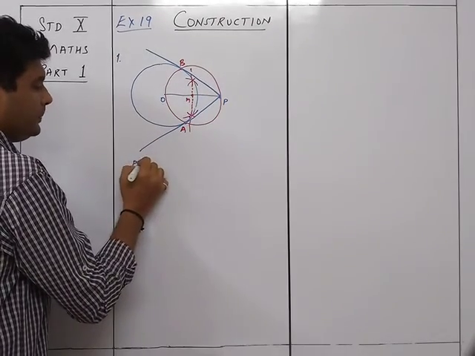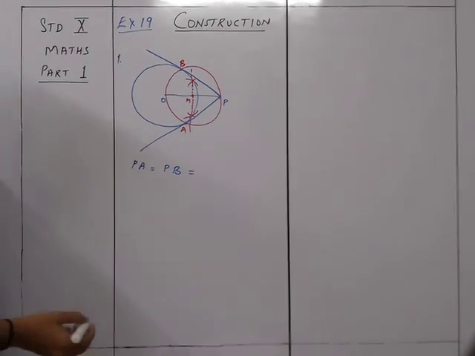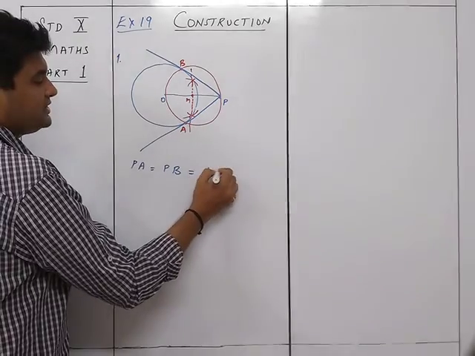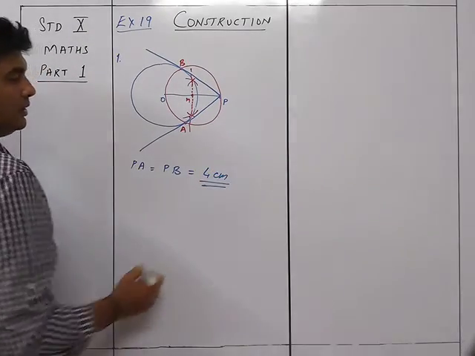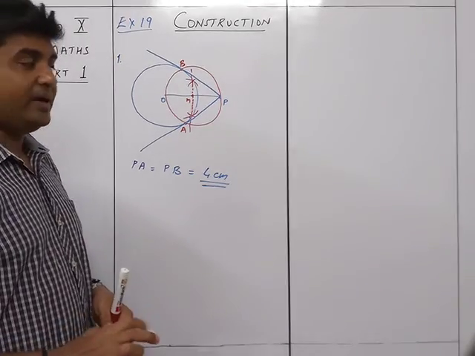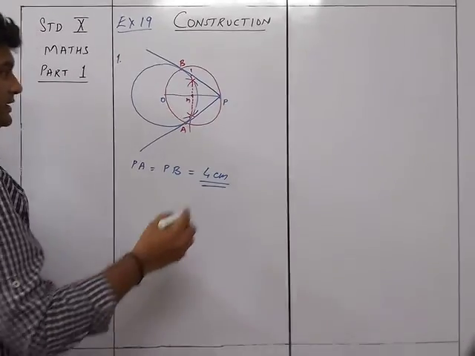So we get over here PA is equal to PB is equal to, now we will find that. I think it should be equal to 4 centimeters. Okay, it will be equal to 4 centimeters for sure, in fact. Why would that be? Any idea? Okay, it's a simple thing.